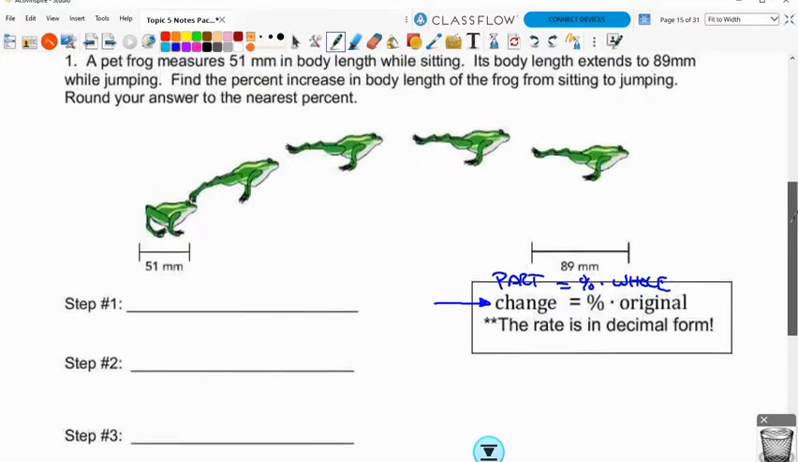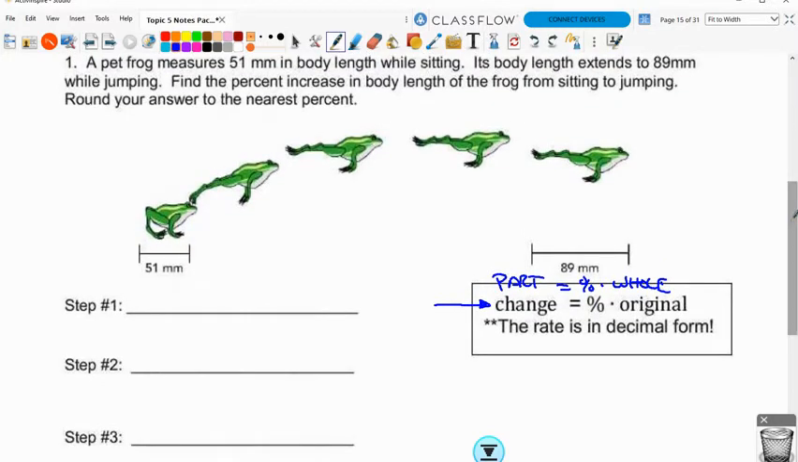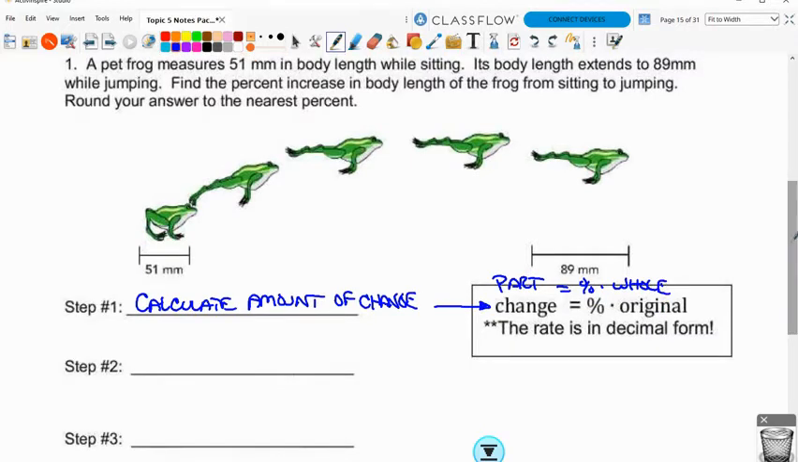So there are a few steps that we need to follow when we're finding a percent change. The first thing that we need to do, step number one, is calculate the amount of change. As you can see in the equation, we need to know the amount of change because the amount of change is a percentage of the original amount. So let's calculate the amount of change in the body length. It started here at 51 millimeters. It ends at 89 millimeters. If we do 89 minus 51, that's going to equal 38. So the amount of change is 38 millimeters.